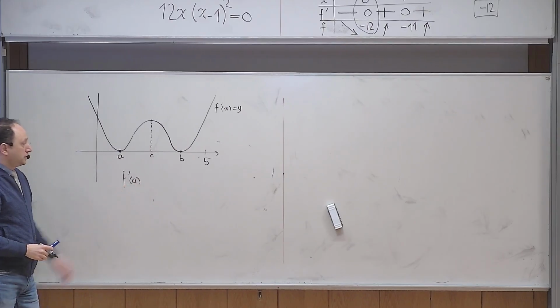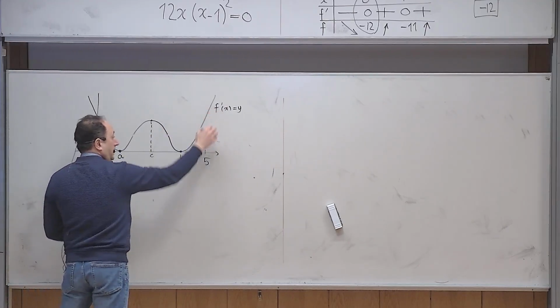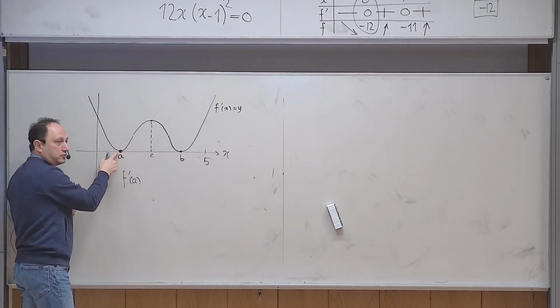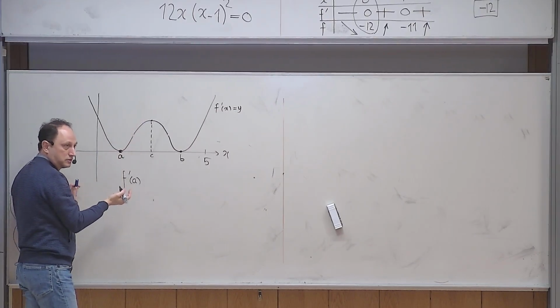What is f prime of A? This is f prime, and it touches the x-axis. So this is a Nullstelle. But Nullstelle for what? For f prime. Yes? Do you know the Nullstelle?